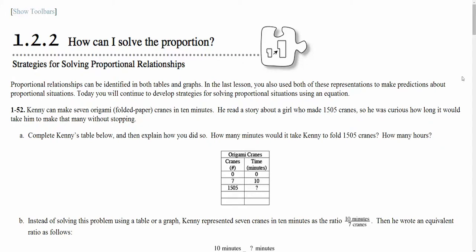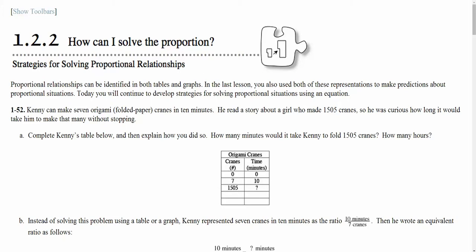Hey, and welcome back to Math 8. So, yesterday we looked at proportions for the first time. Today we're going to look at a strategy to actually solve proportions, especially when the numbers get big.